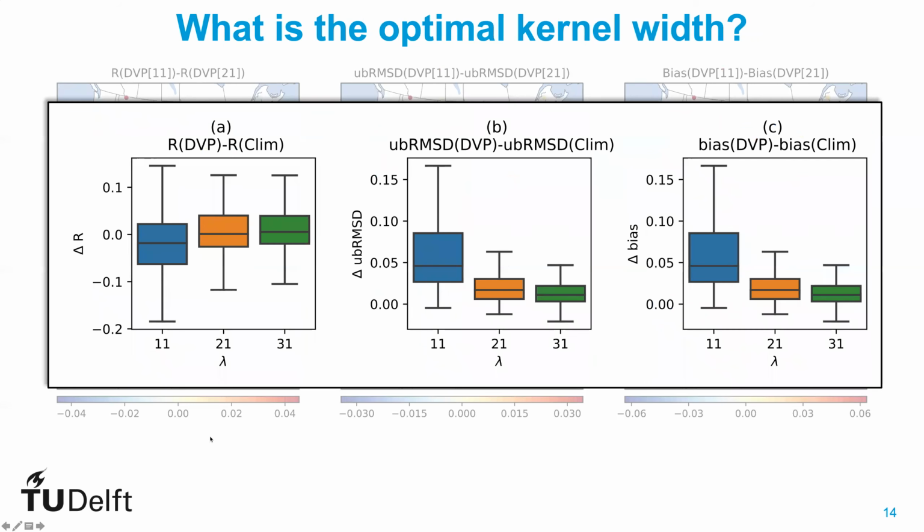If we look at the impact with respect to climatology, we see that as we increase the kernel width, we're basically just approaching the performance of the climatological approach. As lambda increases, there's a small increase in R with respect to climatology, and the difference in unbiased root mean square difference and bias go from being detrimental to having no impact. So if we want to use dynamic vegetation parameters, we should use a longer window to filter out these high frequency effects.